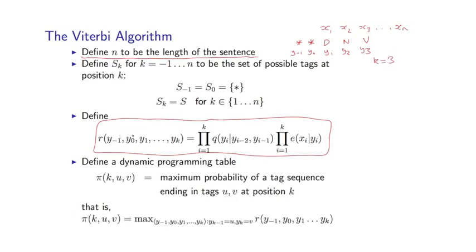So r takes in a sequence, such as star star D N V, and basically calculates its probability under the HMM using what is basically a truncated expression. So we just have the first k terms, a truncated version of the expression we saw for full HMMs. So I have a product from i equals 1 to k over these q parameters, and a product from i equals 1 to k of these emission parameters. And so this is essentially the probability of just this sequence, which is of length k equals 3 in this particular example.